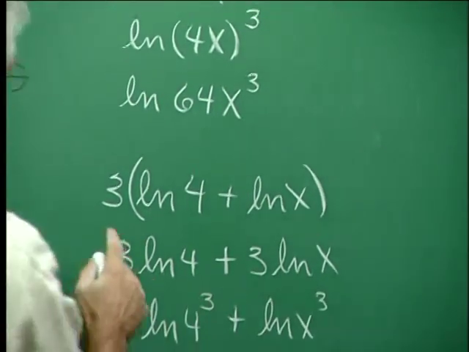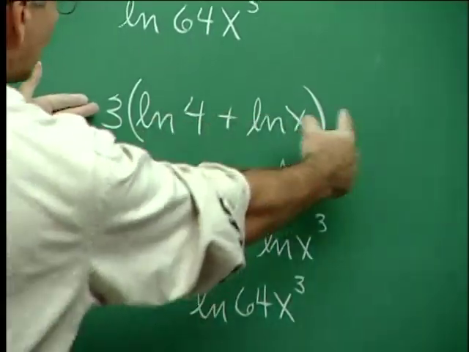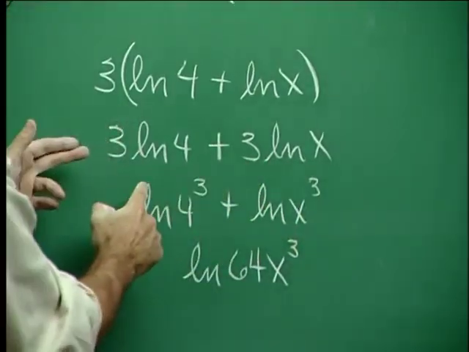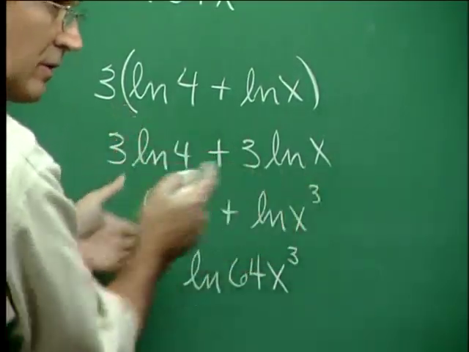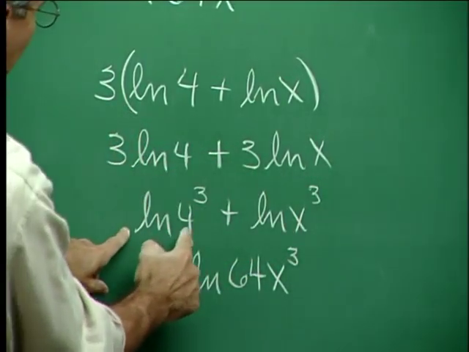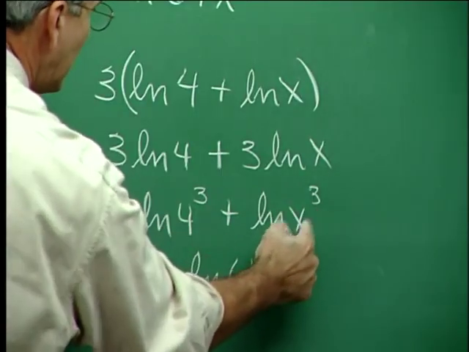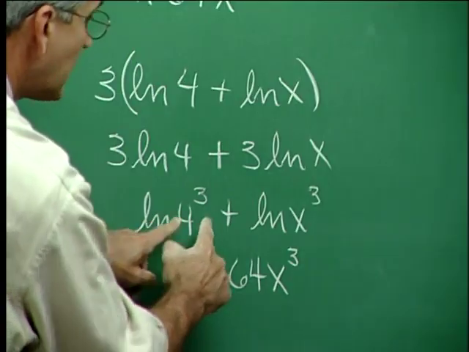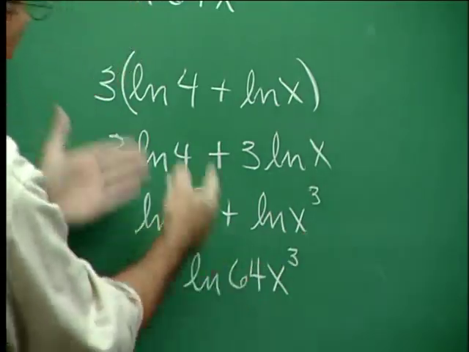The other approach is to go ahead and distribute 3 through the parenthesis, so we would have 3 ln 4 plus 3 ln x. And then those 3's would go into the position of exponent, so we have ln 4 cubed plus ln x cubed. 4 cubed, of course, is 64, so we have the natural log of 64 times x cubed, as we expected.